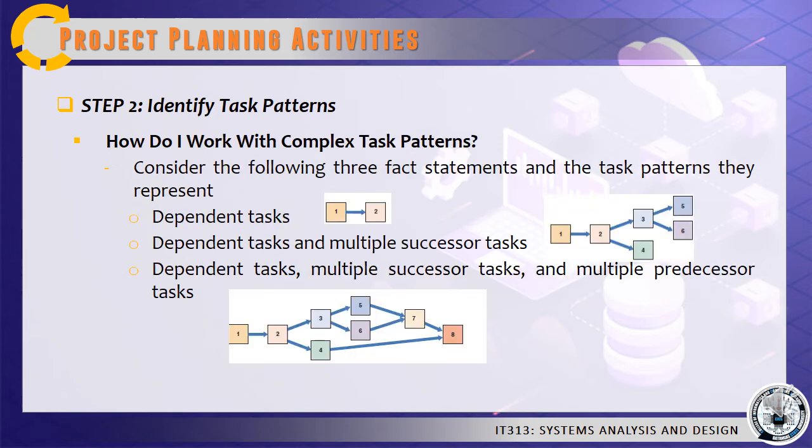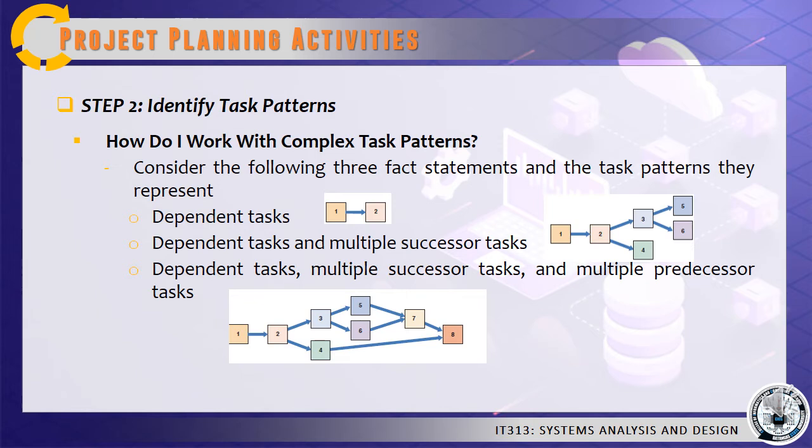When several task patterns combine, you must study the facts very carefully to understand the logic and sequence. A project schedule will not be accurate if the underlying task pattern is incorrect. Consider the following 3 fact statements and the task patterns they represent. First one is the dependent task. The diagram shows that we have to perform task 1. When task 1 is complete, perform task 2.